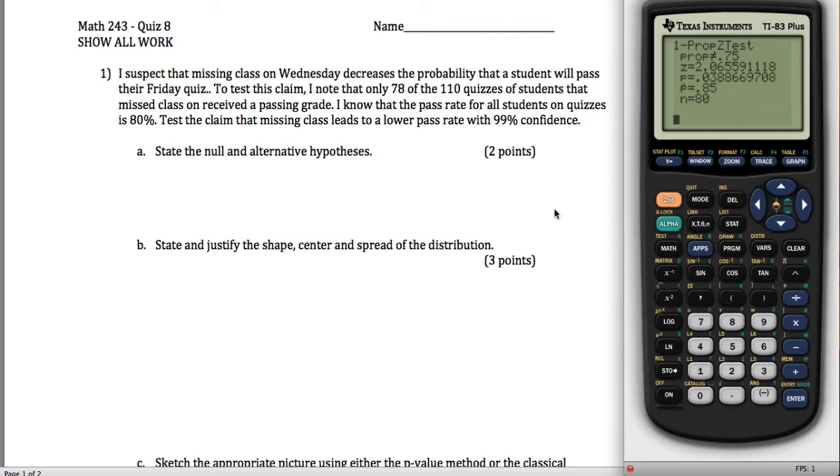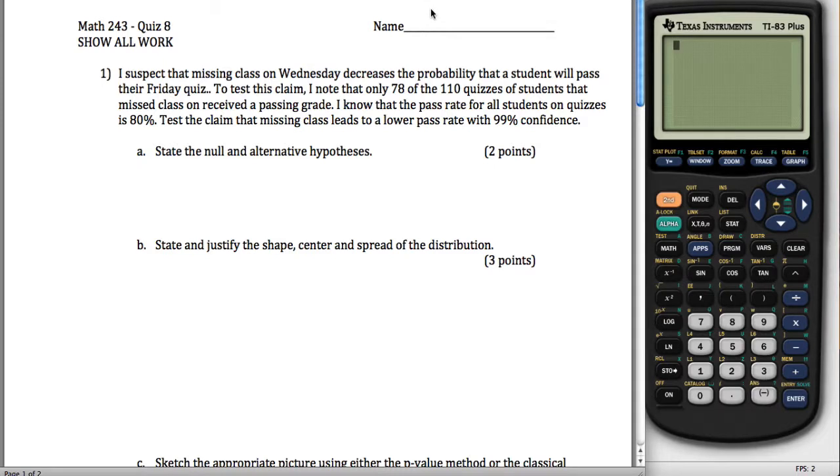All right, here are solutions. Clear that out. For quiz 8 for Math 243. So let's see. First one here.